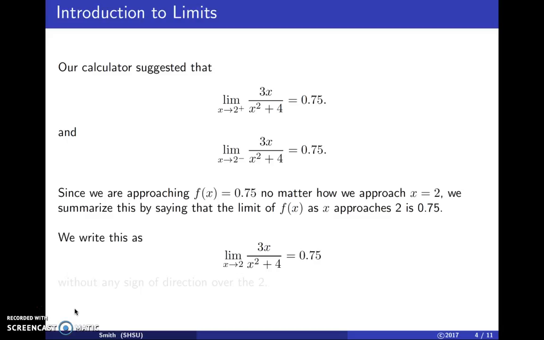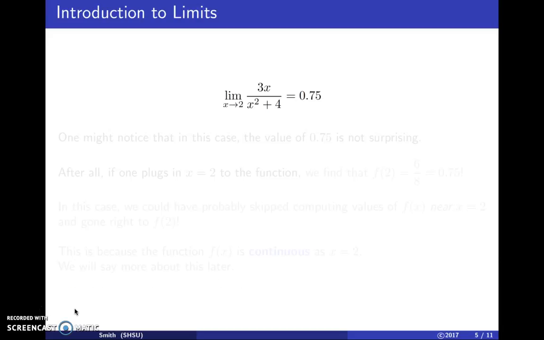We write it this way. Notice that there's no sign of direction over the 2. There's no plus or minus. We're not coming at 2 from just one side, but from both sides. So the limit as x approaches 2 of this fraction is 0.75.